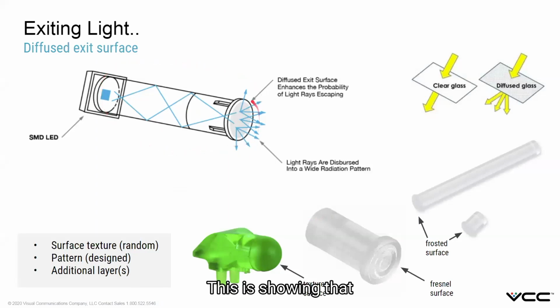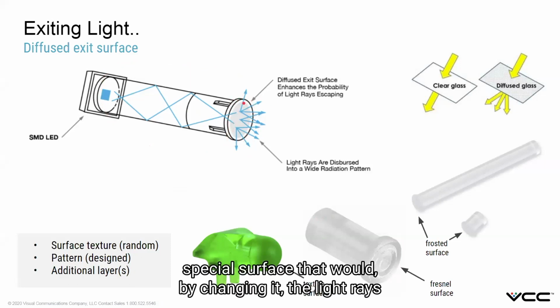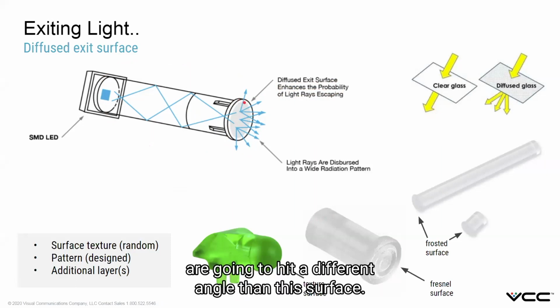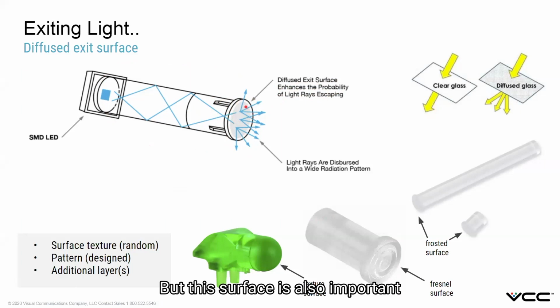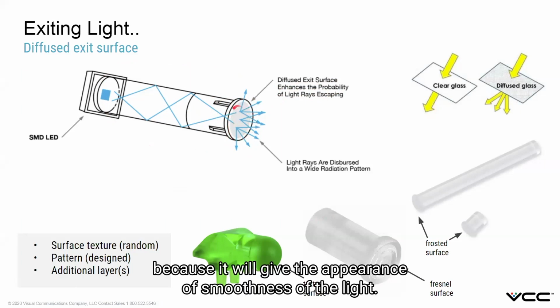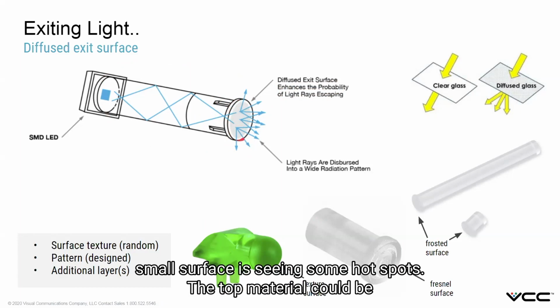This is showing that the target surface has to have some special surface that, by changing it, the light rays are going to hit at a different angle than this surface, and they're going to try to escape, and that's what you want. But this surface is also important because it will give the appearance of smoothness of the light. If it's not done correctly, even in this small surface, you're going to start seeing some hot spots.